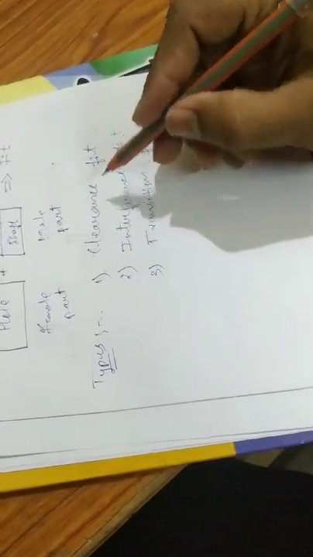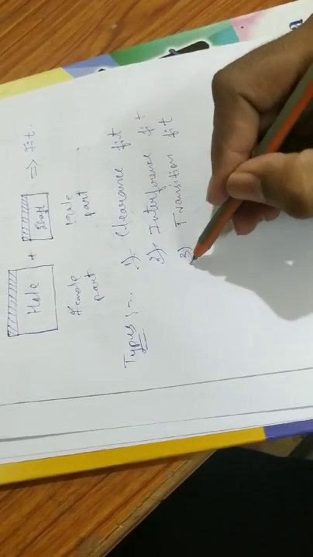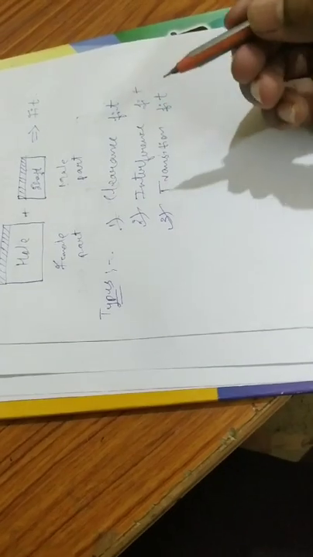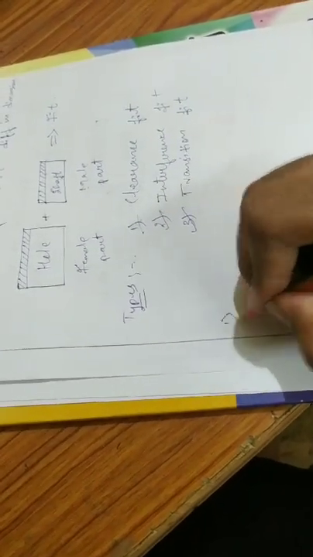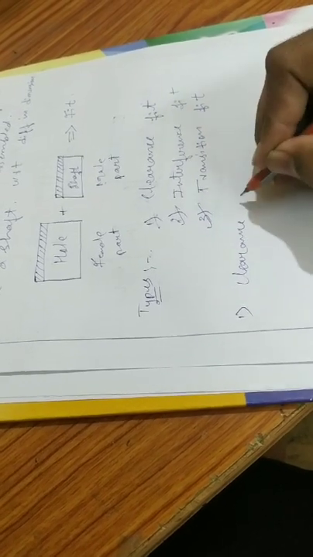There are three types of fits. First one is clearance fit, the second one is interference fit, and the third one is transition fit. Now we will discuss all the types of fits one by one. First, clearance fit.